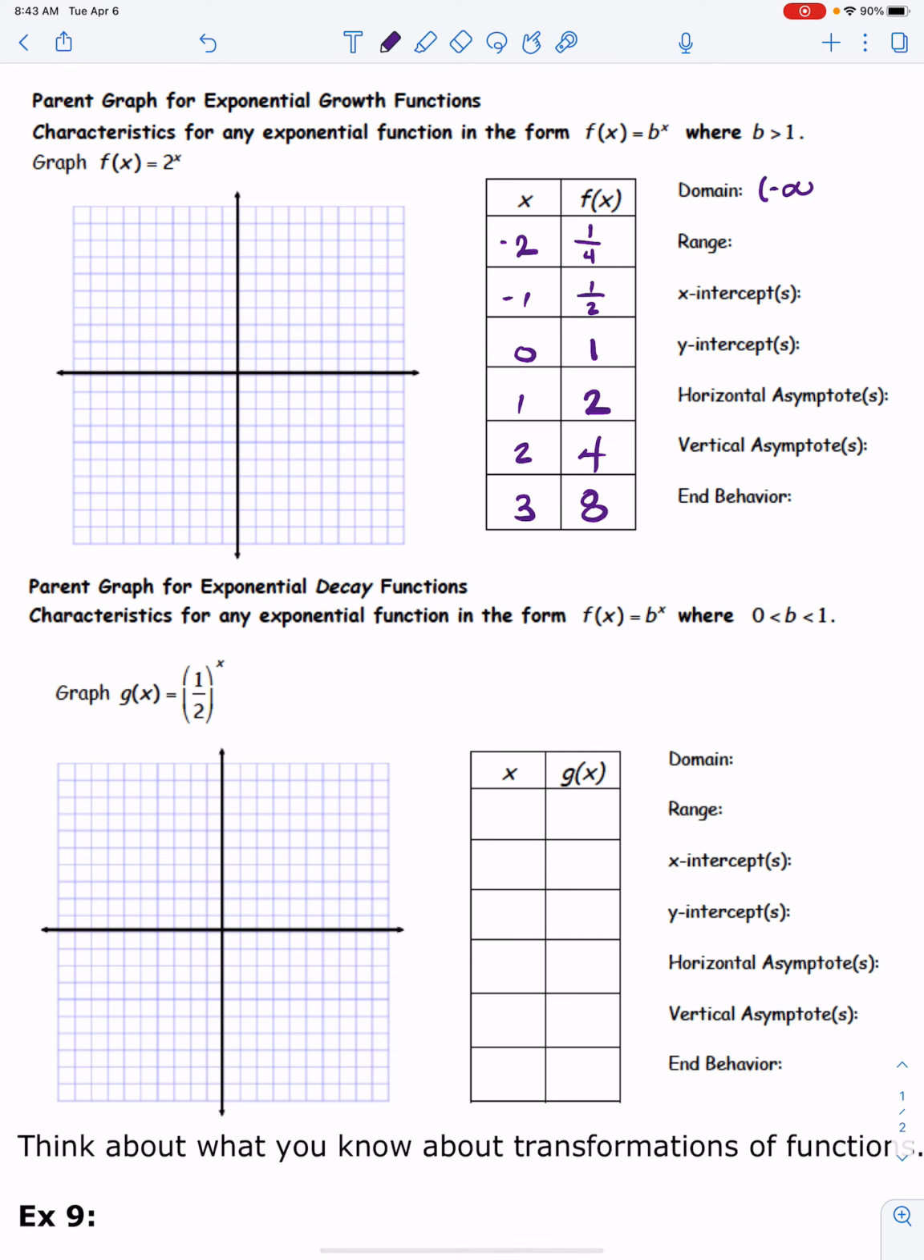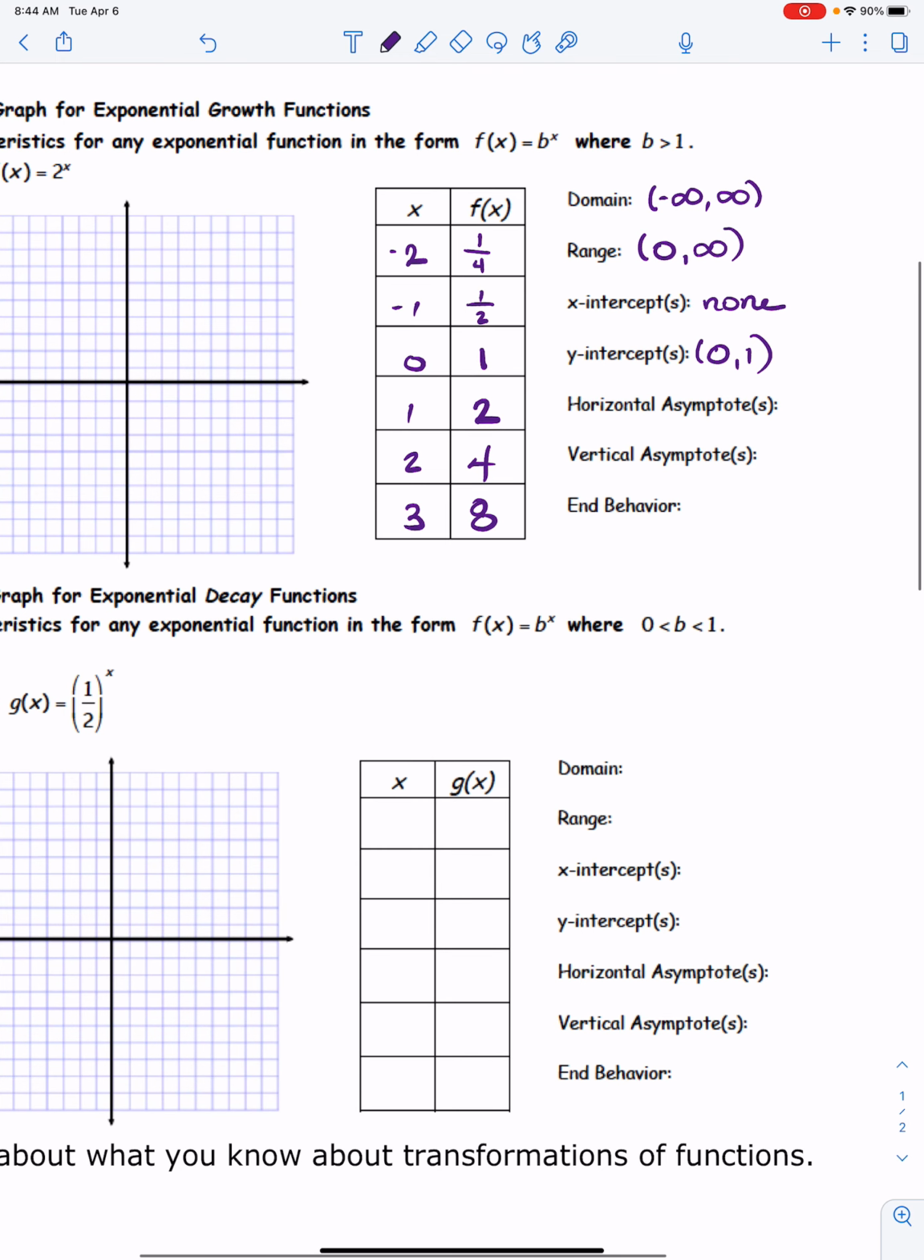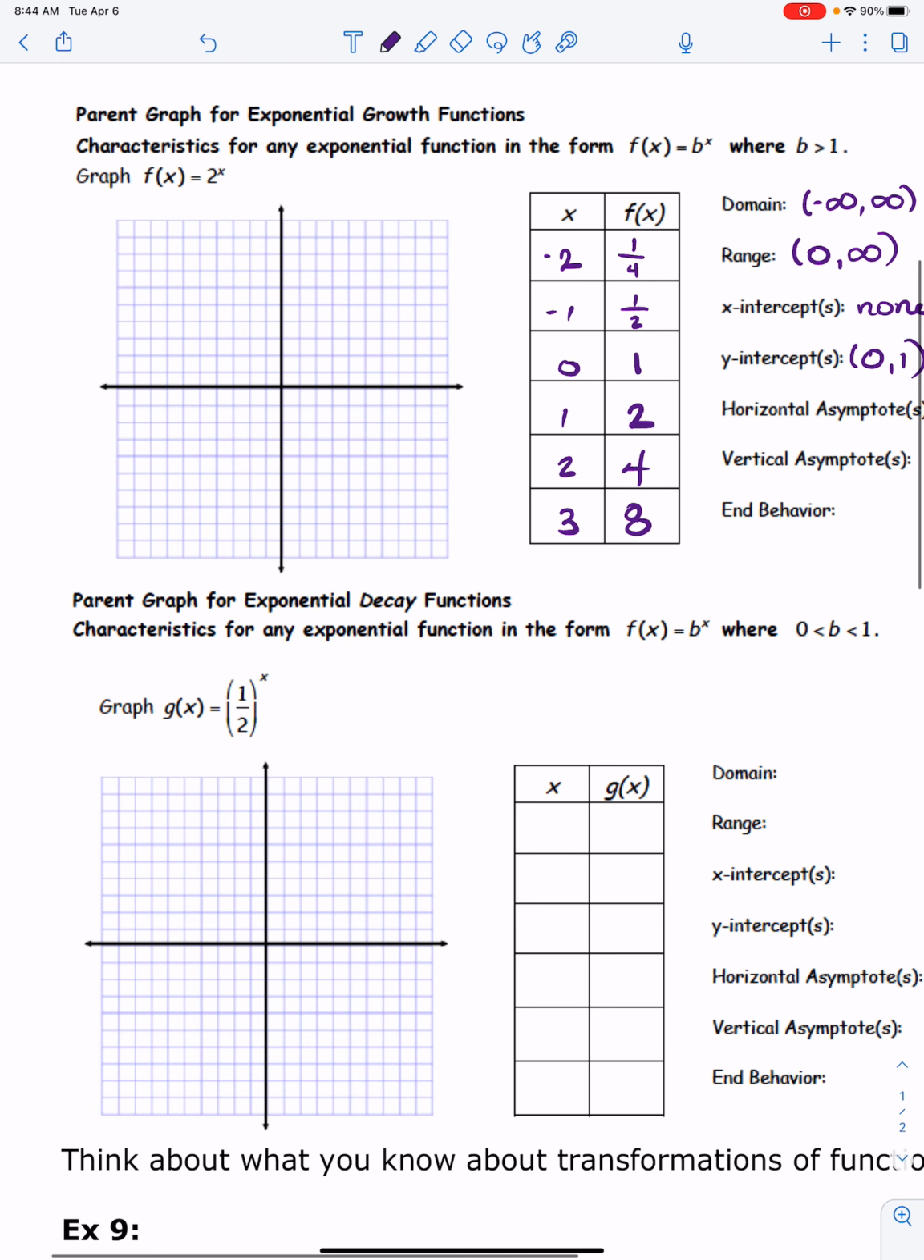So our domain is going to be -infinity to infinity. We know this is bounded by the x-axis. I cannot raise something to a power and get a negative answer, so our range is 0 to infinity. We cannot use 0. Because it does not cross the x-axis, there are no x-intercepts. And we know our y-intercept is at the point 0, 1. Our horizontal asymptote, I'm going to leave those there for a minute and graph this.